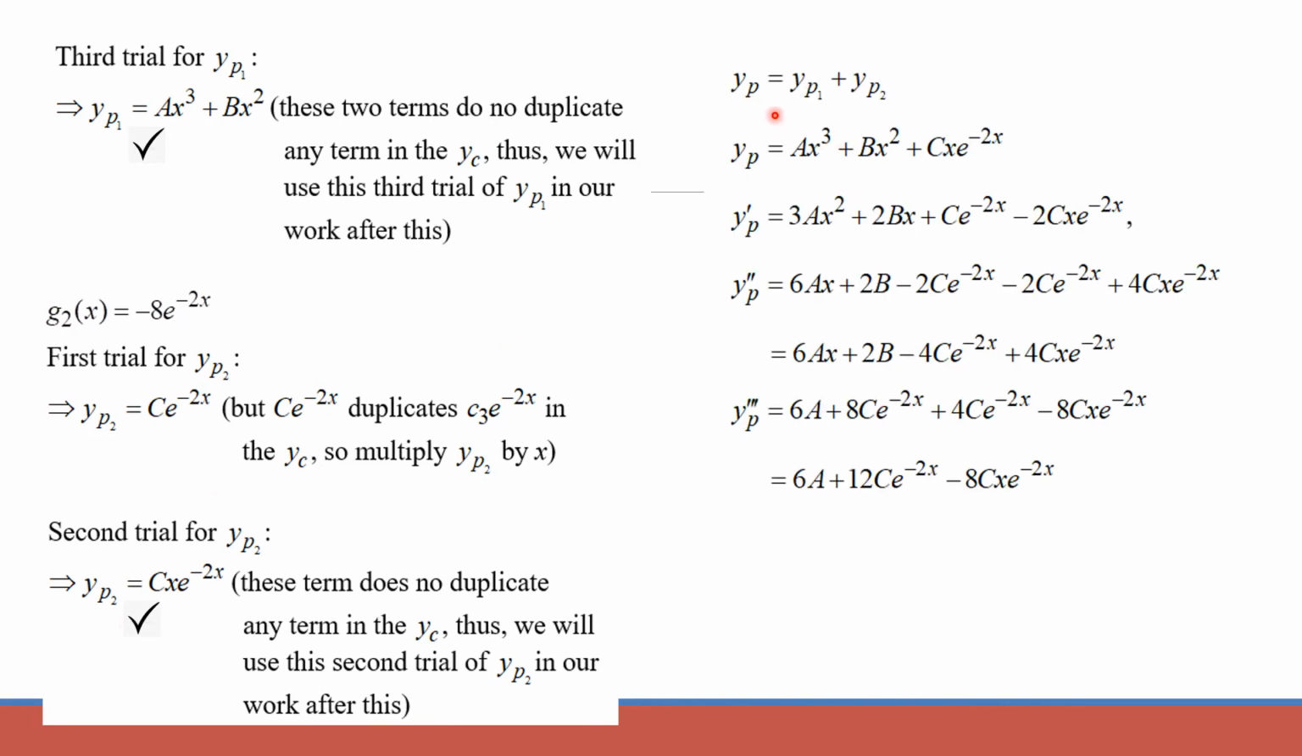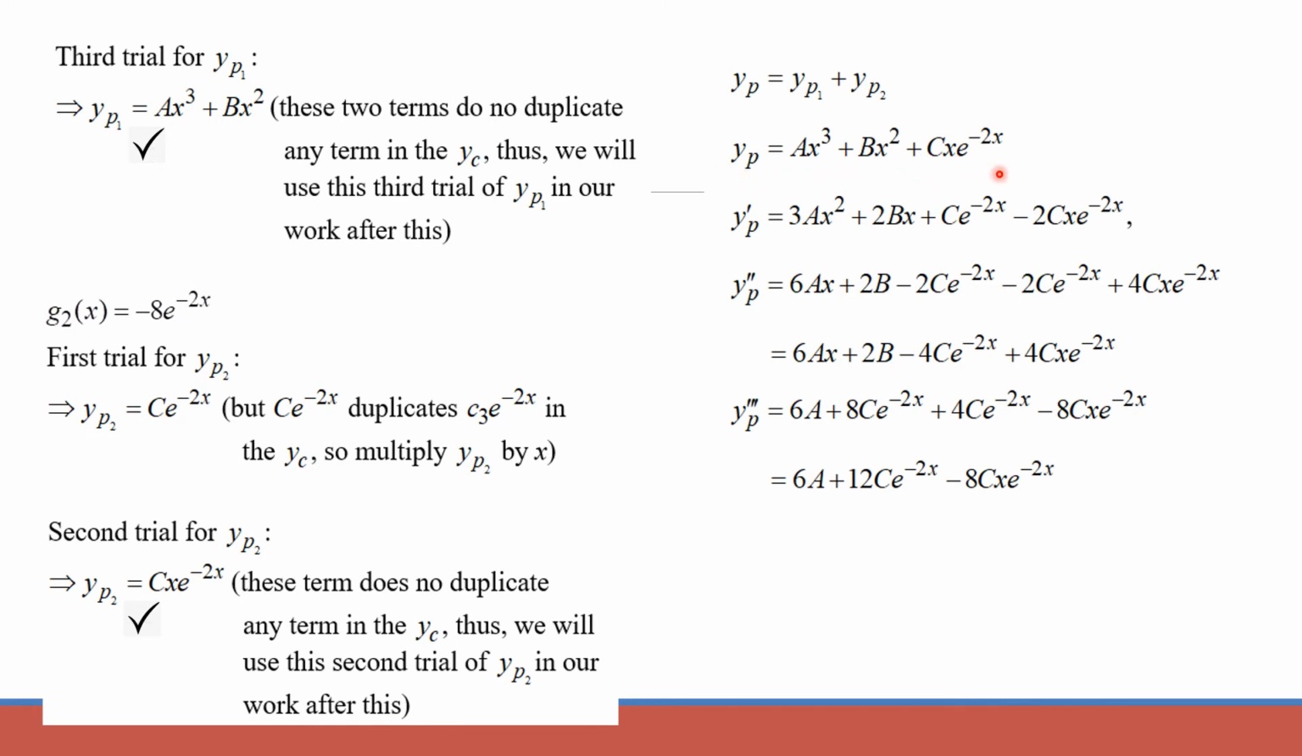So we are going to write down the form of the yp. yp is equal to yp1 plus yp2. Now yp1 is ax cubed plus bx squared. So this is the one that we have selected. Plus yp2, which is this one here, cx e to the minus 2x. Okay, so this is the correct form of the yp.